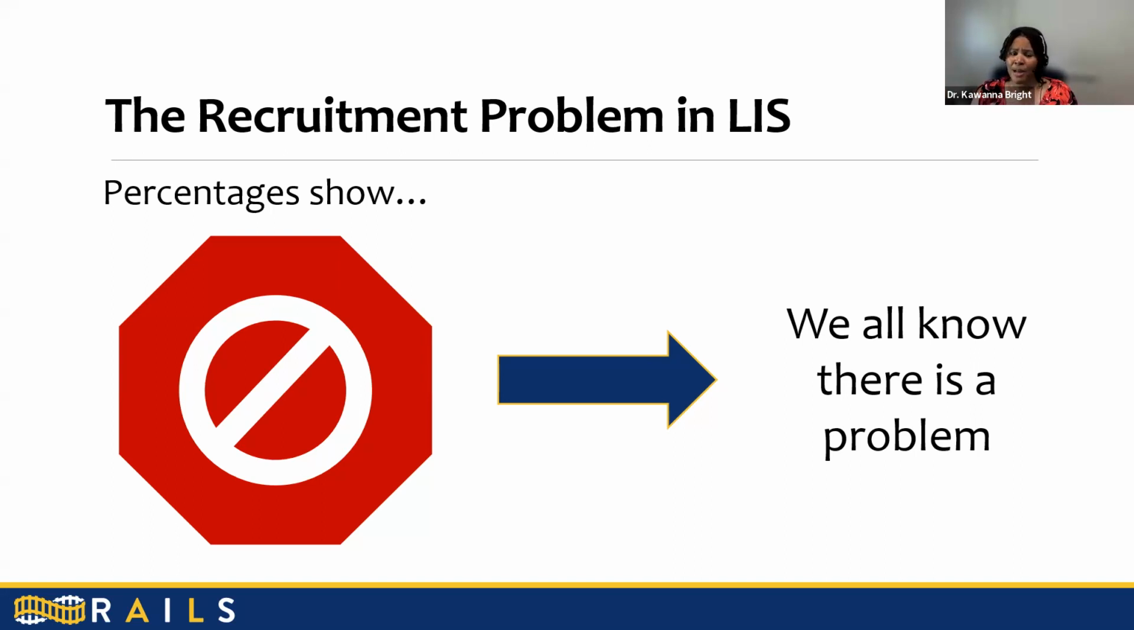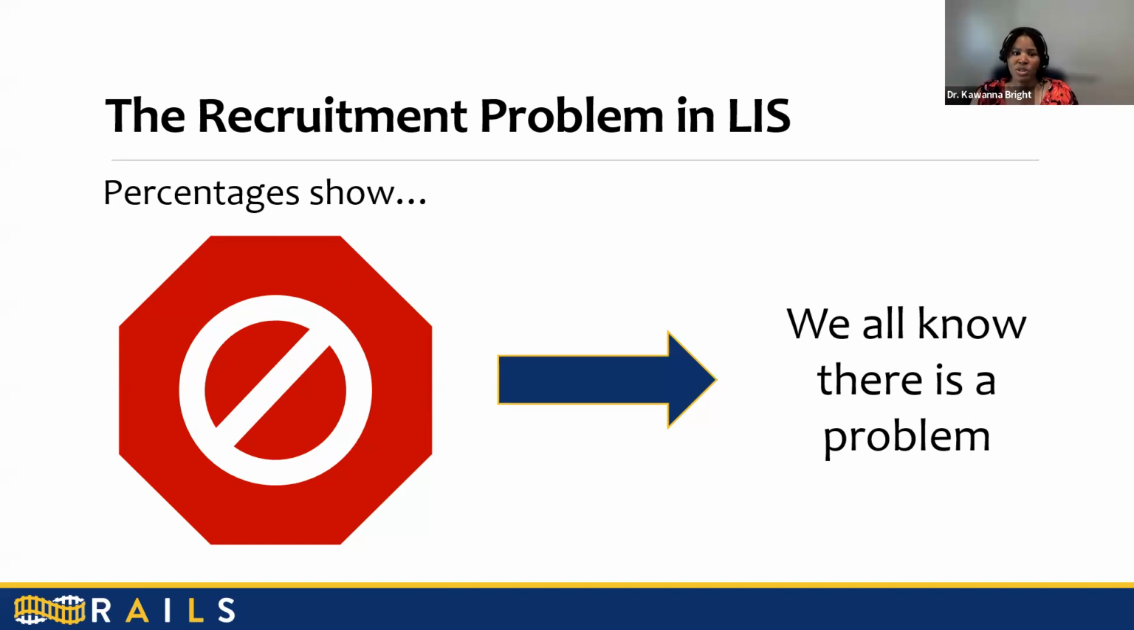And so I could spout numbers at you all day and tell you the percentages, and those percentages really don't give you the full information about what we're dealing with. What we do know is that our field in general has not always been seen as open and welcoming to BIPOC candidates.